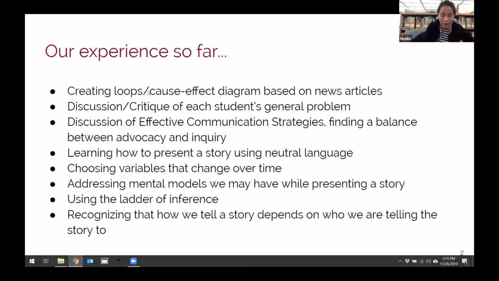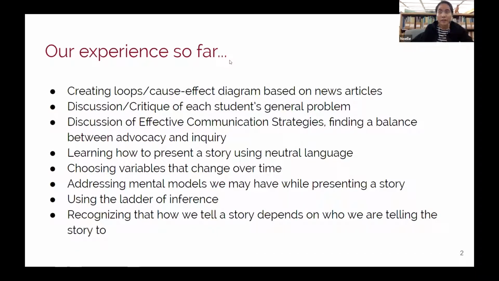So far, our experience with learning how to use systems thinking in our own problem sets, we started with identifying cause and effect relationships in news articles that were given to us, and then creating loops based on what we found from those news articles. And then we had discussions and critiques. Each of us came up with our own general problems, and we discussed and critiqued everyone else's, looking at the biases that we had, making sure that we are investigating the problem rather than trying to find solutions for them.